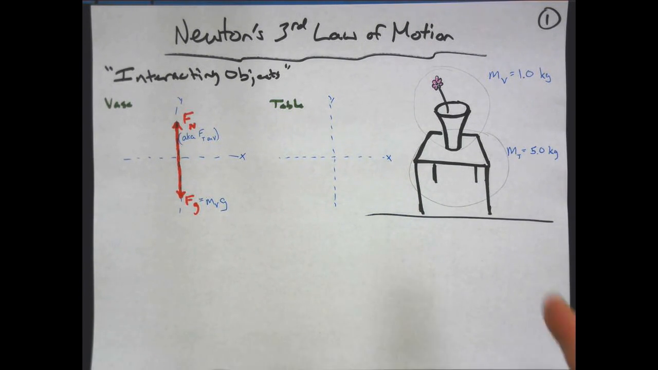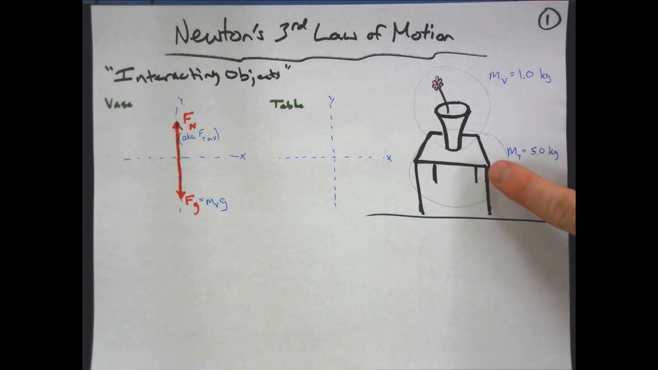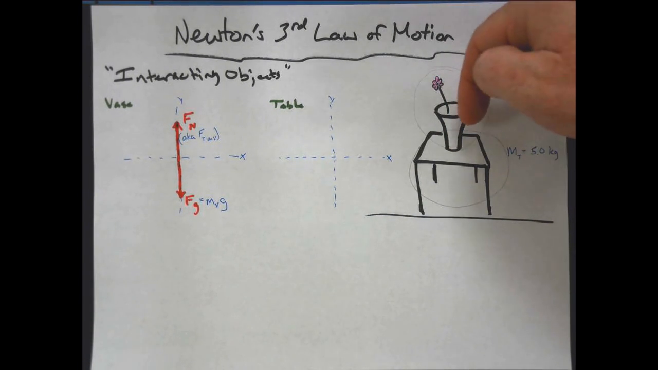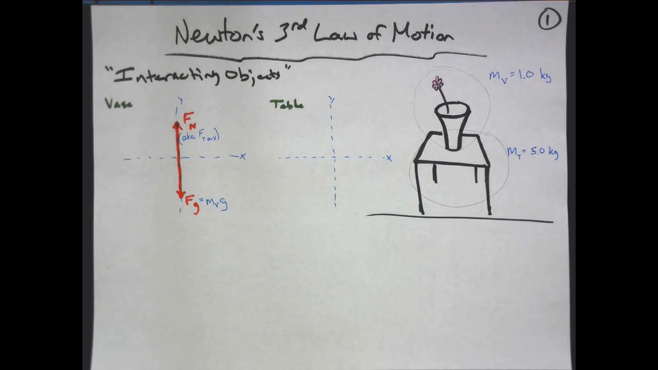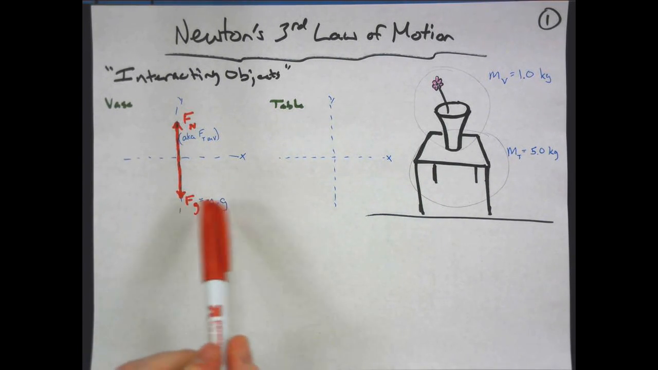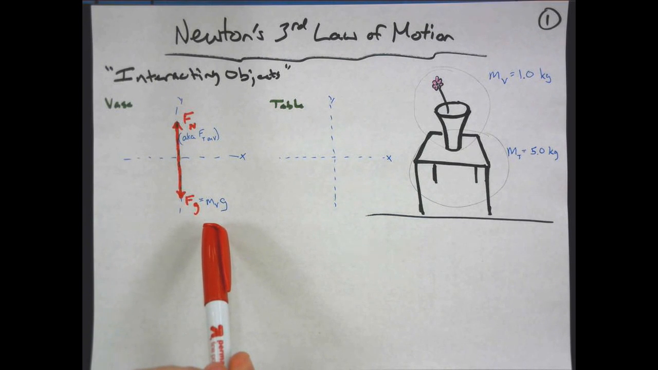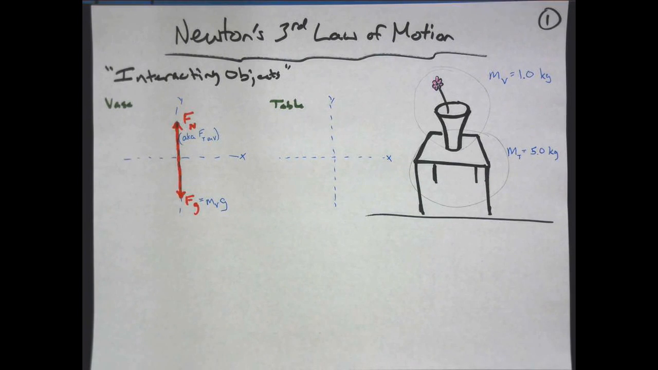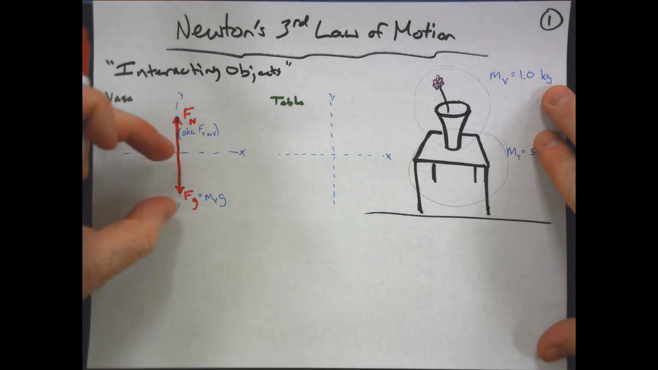Well, how about forces acting on the table? This is a little more interesting. So, we know the table has its own weight. It's going to be pulled down by that. But the vase is pushing down on the table. How big is that force of the vase pushing down on the table? Well, that's equal to the weight of the vase, isn't it? So that force is pushing down on the table. So I kind of have to duplicate that force here.